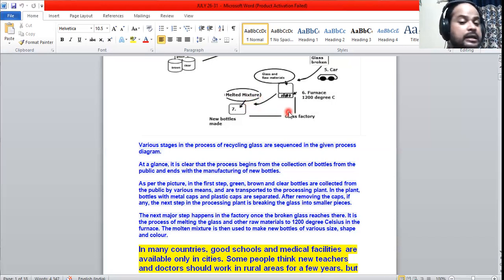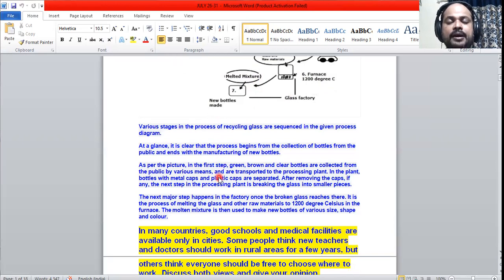So my explanation is over in two particular paragraphs. I have got the introduction, the overview, and two specific paragraphs, number one and number two. Hope you have understood this particular task one.